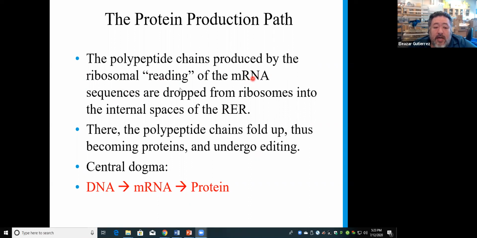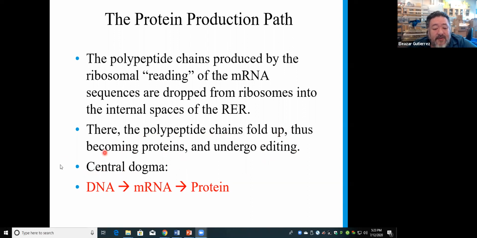So, sequences are dropped from ribosomes into the internal spaces of the rough endoplasmic reticulum. The ribosome is still attached, okay, still producing that protein. It just happens to be tethered. It's on the surface of that rough endoplasmic reticulum as the rough endoplasmic reticulum moves down the conveyor belt via this endomembrane system. There, the polypeptide chains fold up, thus becoming proteins and undergo editing.